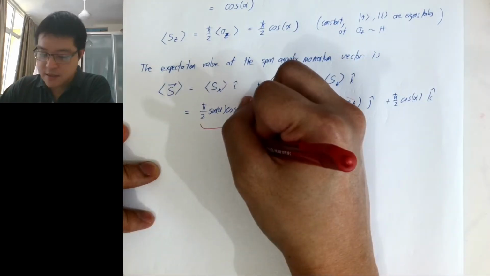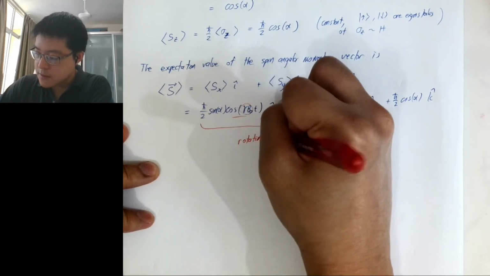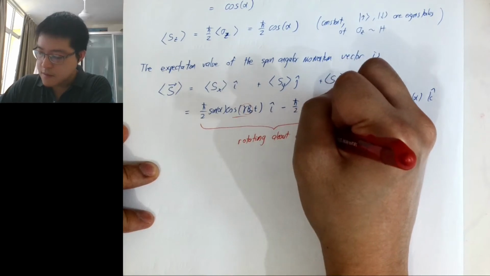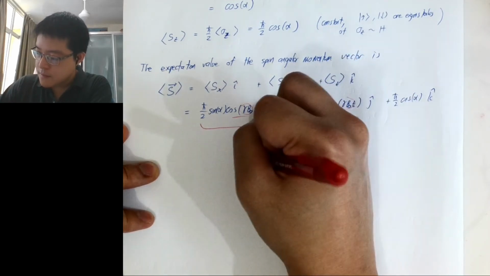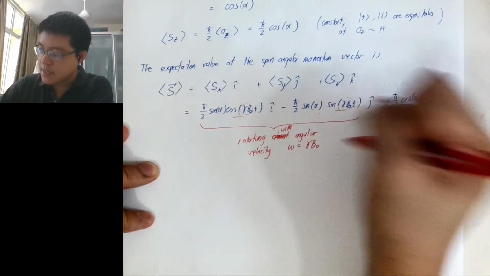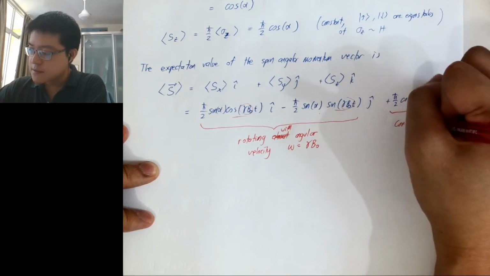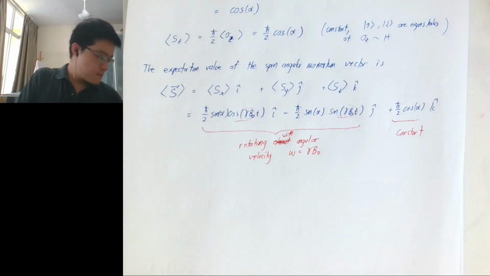So this is a rotation about angular velocity omega, which is gamma b0, right? And this part here is just a constant. Okay.